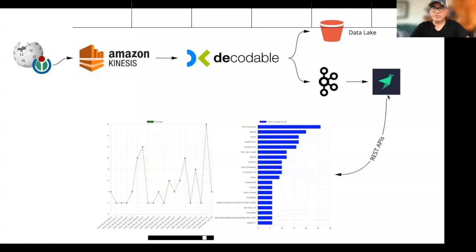And then Tinybird will read that from Confluent to expose REST APIs. And then we'll have a simple web application that consumes these REST APIs to show real-time changes, a real-time dashboard. Obviously, these applications could be in the dashboard or a phone application generating alerts and so on. All right, let's get going.